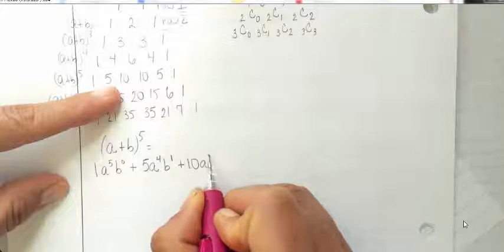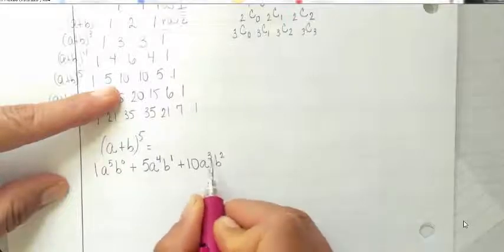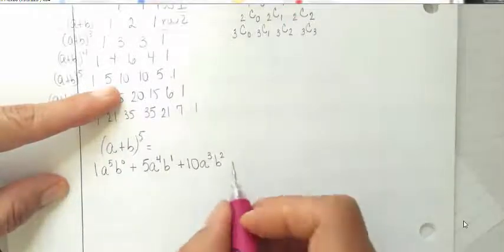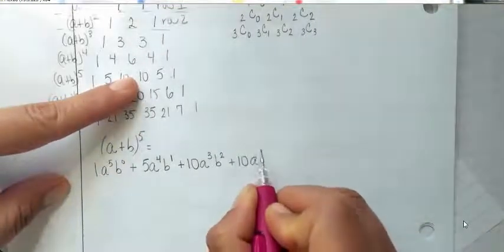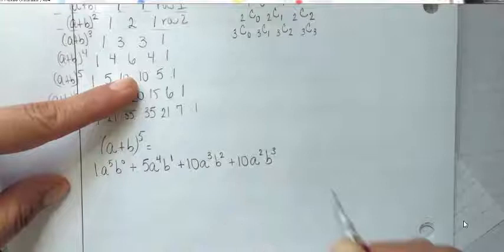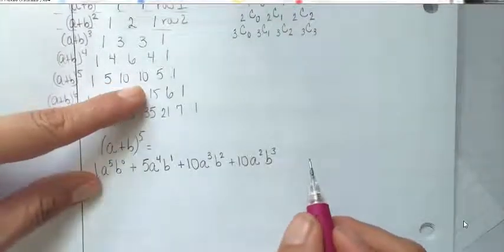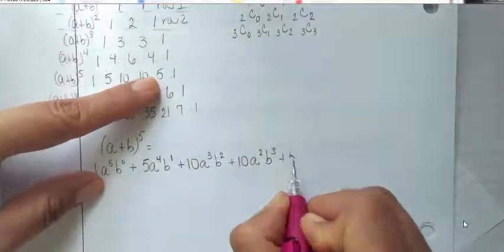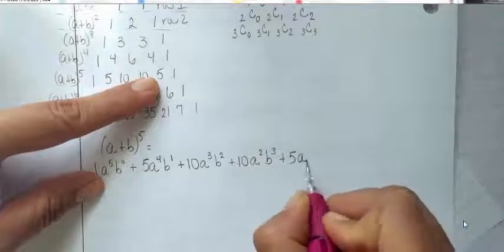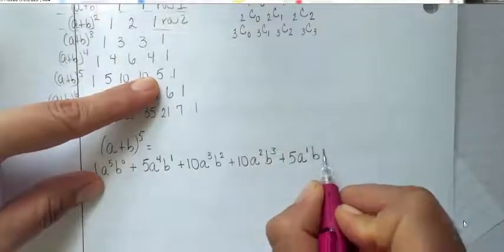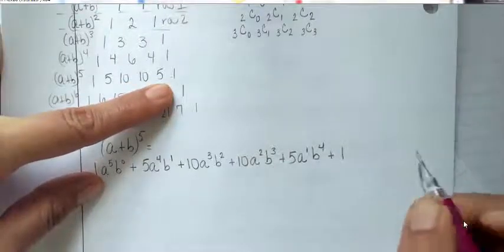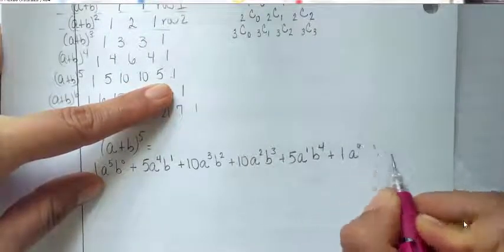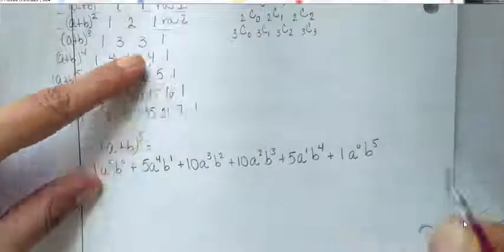Keep going. Coefficient now is 10. A gets 1 less power, B gets 1 more power. See how they still add up to 5? Next term, coefficient is 10. A gets 1 less power, B gets 1 more power. They still add up to 5. Next coefficient is 5. A gets 1 less power, B gets 1 more power, still add up to 5. Last term, coefficient is 1. A has no more powers, and B gets all the powers.